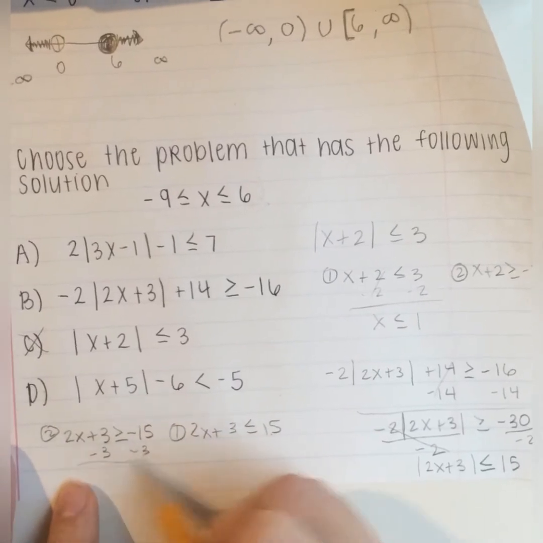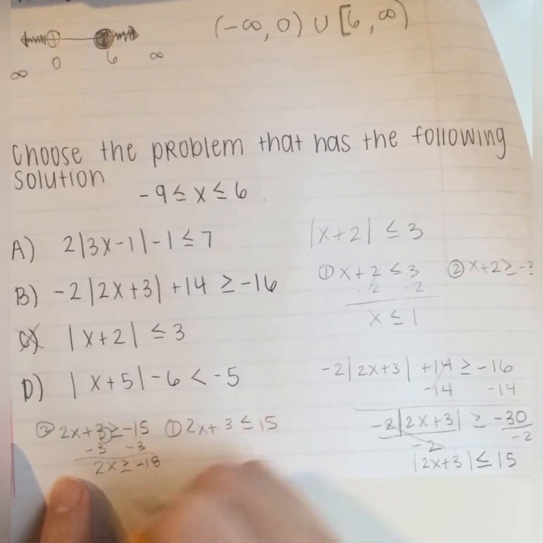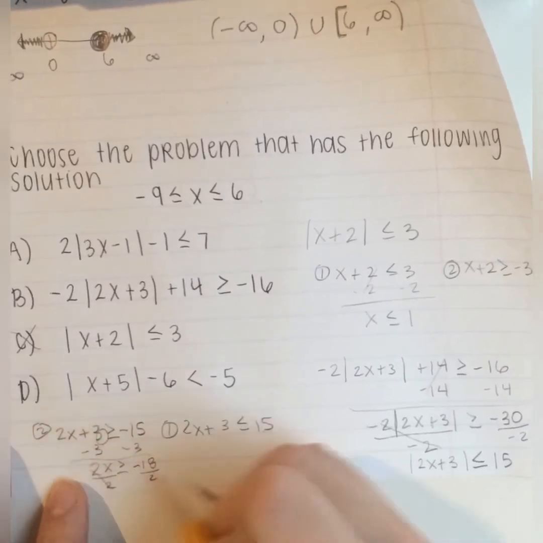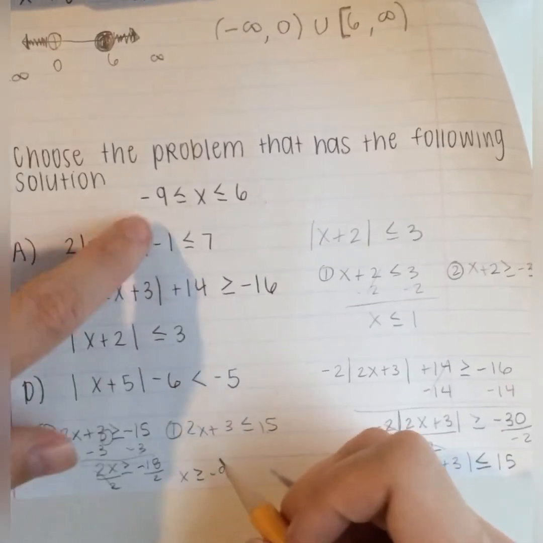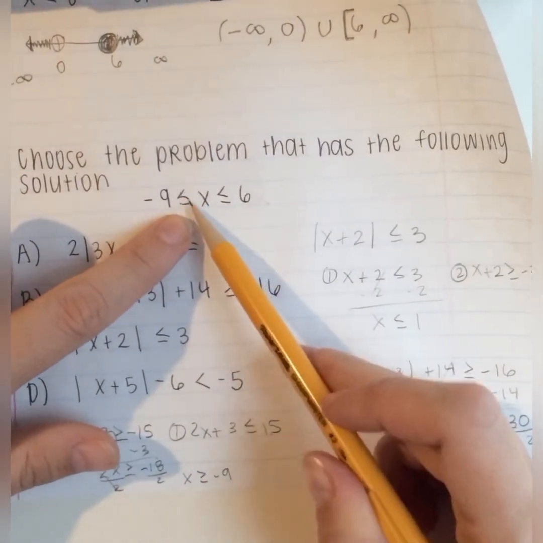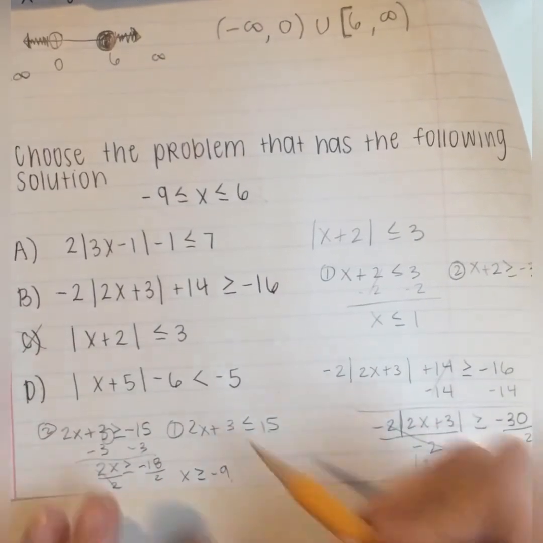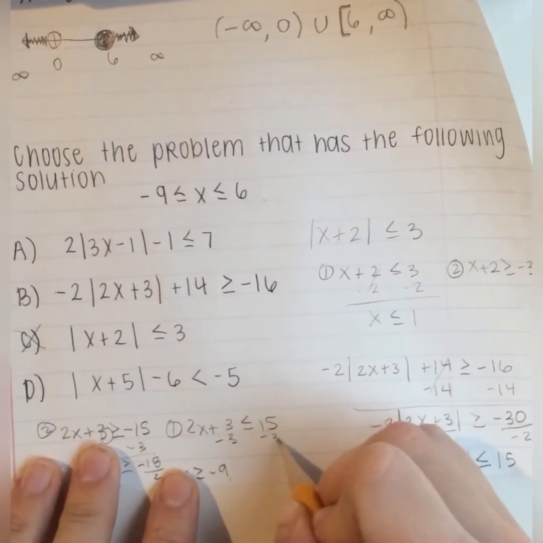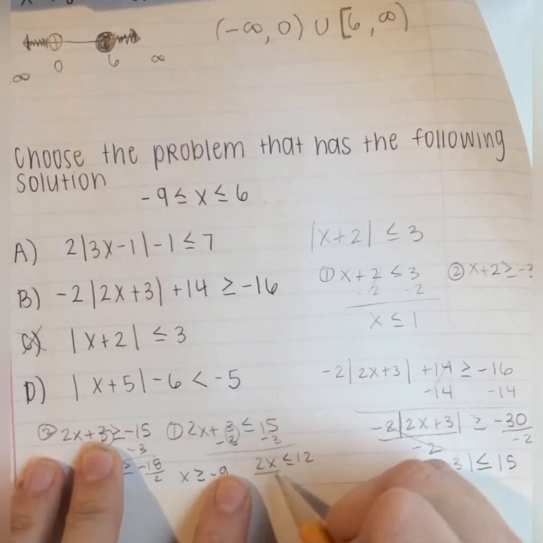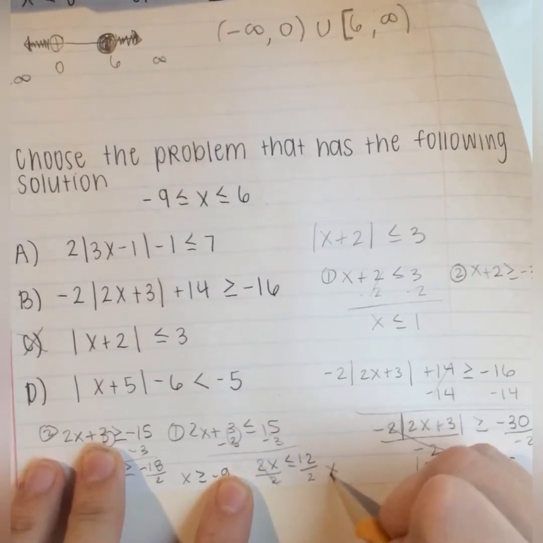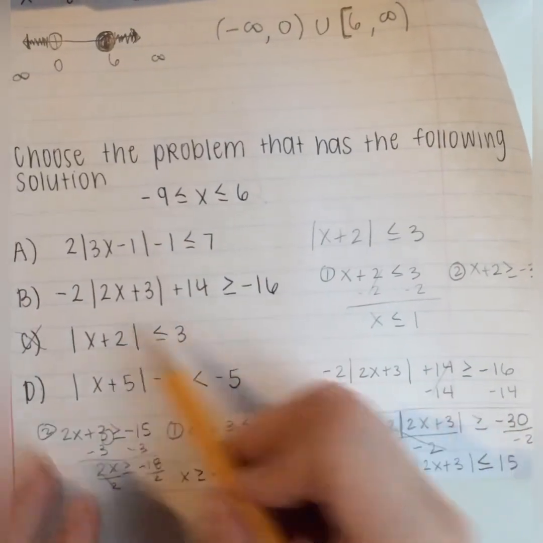Minus 3 on both sides. So we get 2x is greater than or equal to a negative 18. Divide both sides by 2, and we would get that x is greater than or equal to a negative 9. That is what we have up here. x is greater than, right, if we flip this, greater than or equal to a negative 9. So we're good there. Let's try this other one. Minus 3 from both sides. So we get 2x is less than or equal to 12. Divide both sides by 2, and you get x is less than or equal to 6, which is what we have here. So B would be the answer.